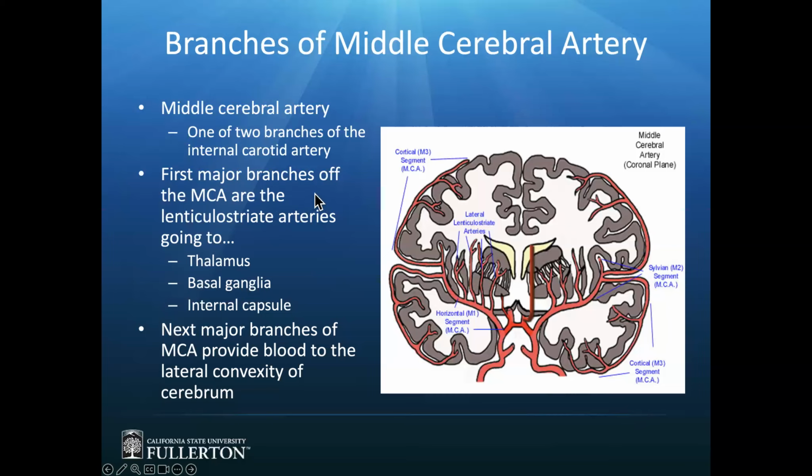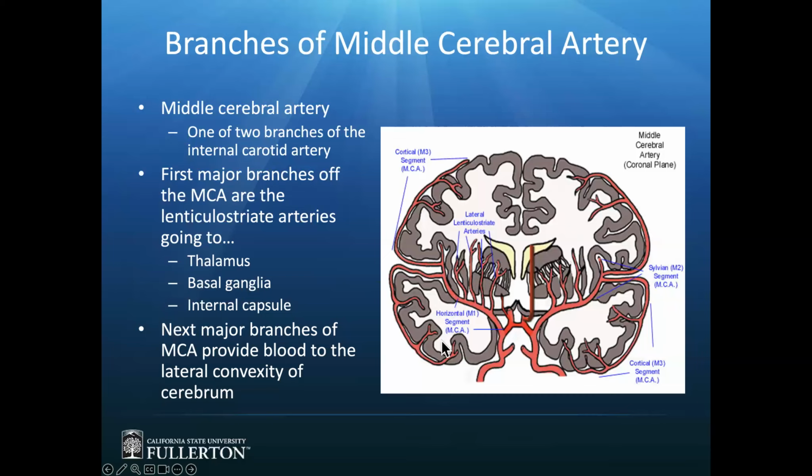So the first major branches off of the MCA, I'll use that abbreviation for convenience sake, are referred to as the lenticulostriate arteries, right here. And they are going to provide blood to the thalamus, the basal ganglia, and the internal capsule.